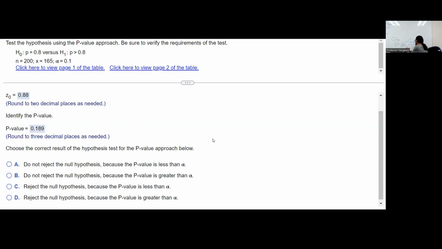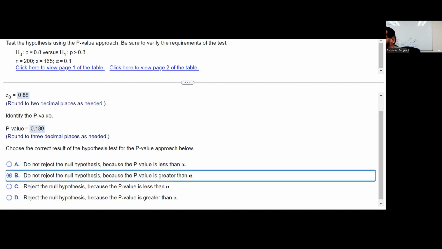Therefore, because P is greater than alpha, we fail to reject H naught. We have not brought statistically significant evidence or sufficient evidence. We have not brought that evidence to show that P is greater than 0.8. Do not reject the null hypothesis because the p-value is greater than alpha.